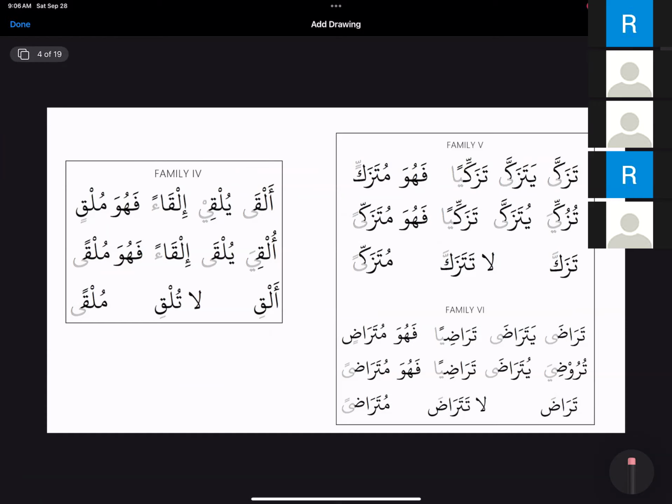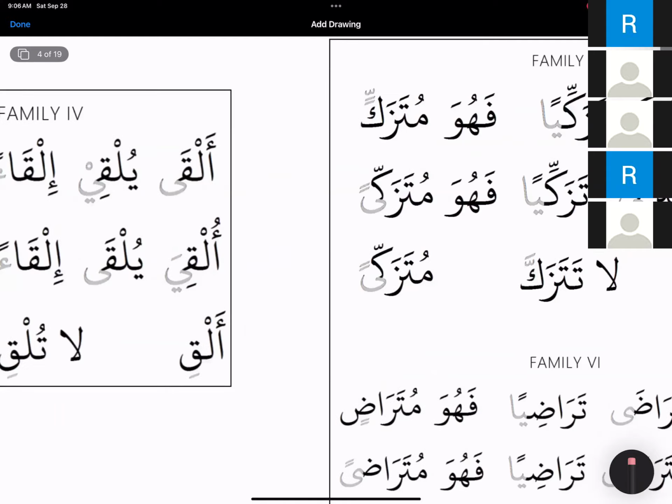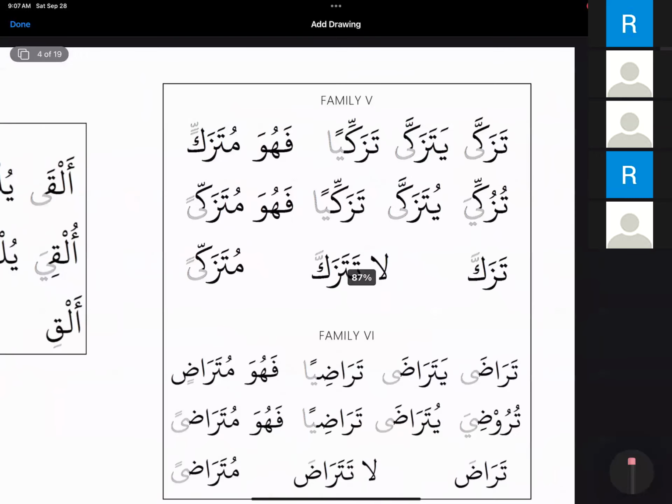Oh, I missed family 4 over here first. So let's do family 4 first. So alqa, yulqi, and then ilqa'an. Right? Islaman. Yeah, islaman, ilqa'an. Fahuwa mulqin. Right? So it should be Muslimun, Mulqiyun, but it is Mulqin. And we saw the process. Then ulqiya, yulqa, ilqa'an, fahuwa mulqan. Al-amru minhu, alqi, wa nahi anhu, la tulqi, wa zarfu minhu, mulqan. Right? So this is the same. If we just memorize one, right? Sarf Saghir, inshallah, that would be helpful, and we can apply it to every bab.